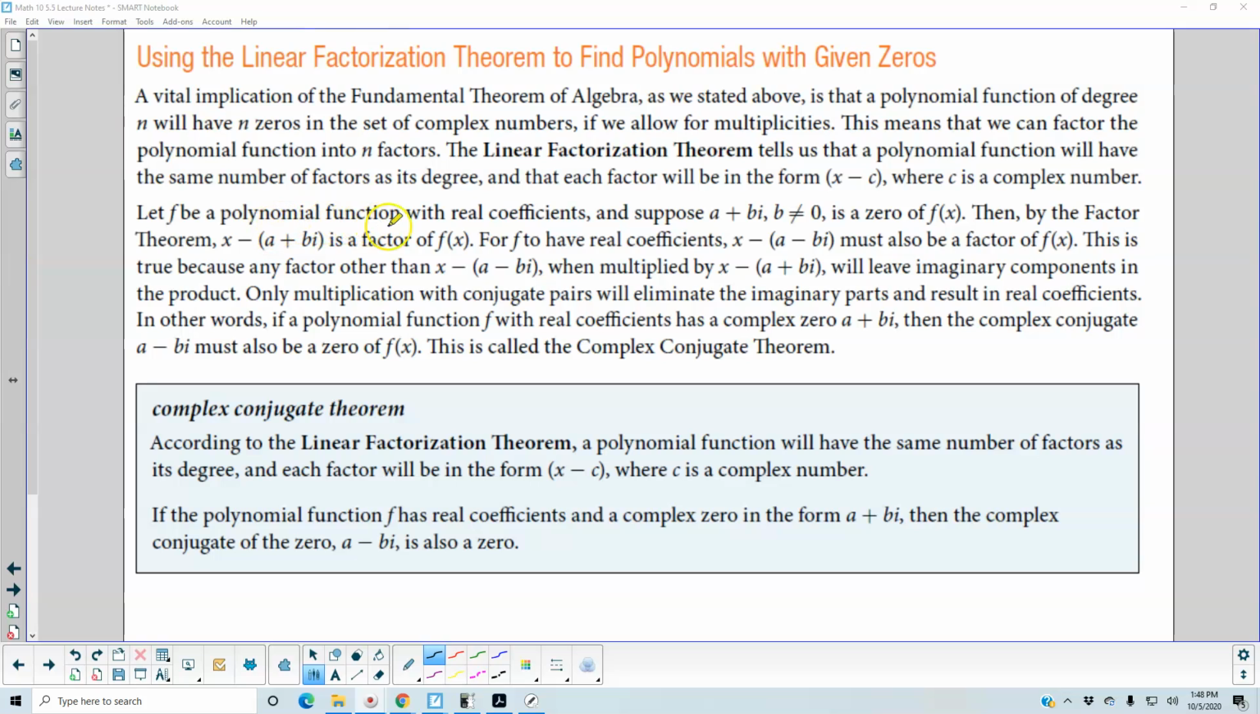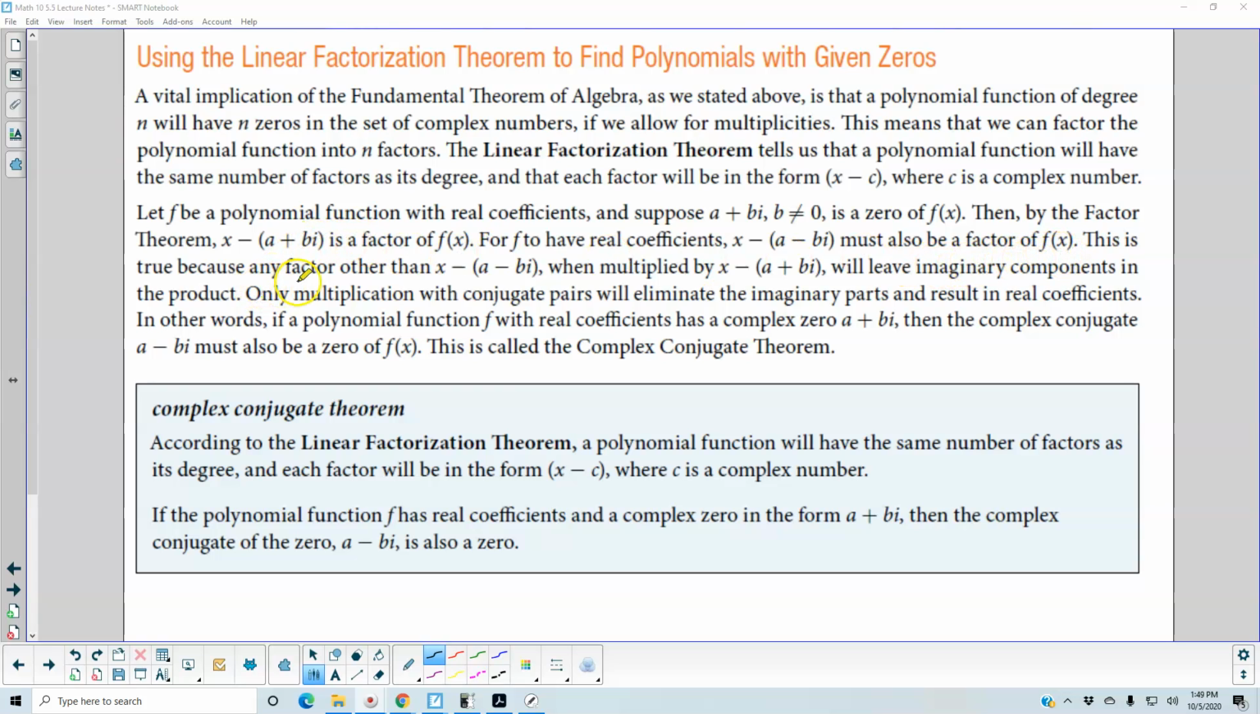Let f be a polynomial function with real coefficients, and suppose a plus bi, where b does not equal 0, is a 0 of f of x. Then by the factor theorem, x minus (a plus bi) is a factor of f of x. For f to have real coefficients, x minus (a minus bi) must also be a factor of f of x.